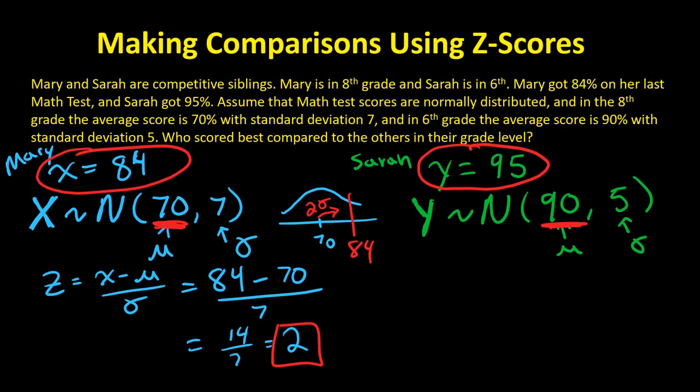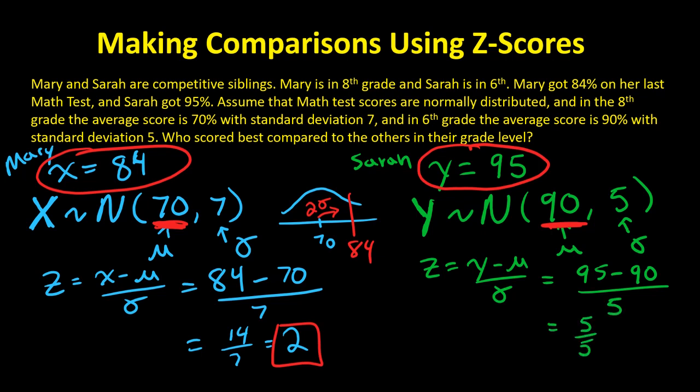Now let's look at how Sarah did compared to her peers. So z equals, instead of x, we'll write y minus mu divided by sigma. 95, mu here was 90 for Sarah's grade, and sigma was 5. So this is 5 over 5, which is 1.